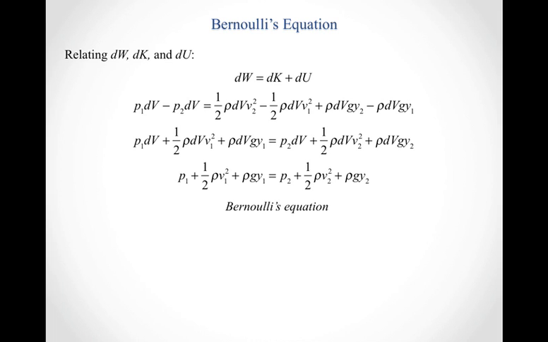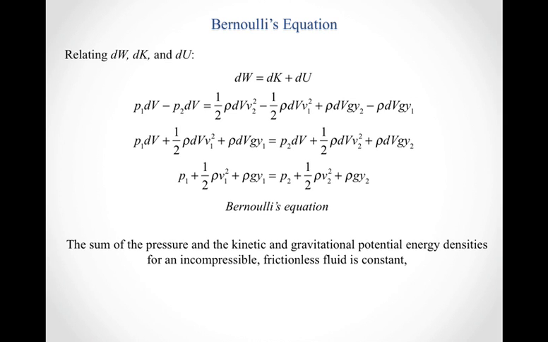And what you can see is it's basically telling you that the sum of the pressure and the kinetic and gravitational potential energy densities. So again, this isn't 1/2 mv squared, it's 1/2 mass per volume times speed squared. So this is an energy per volume, just like this is an energy per volume. That's an energy density. So that if I add together the pressure plus kinetic energy density plus the gravitational potential energy density, that's the same at the beginning as it was at the end.